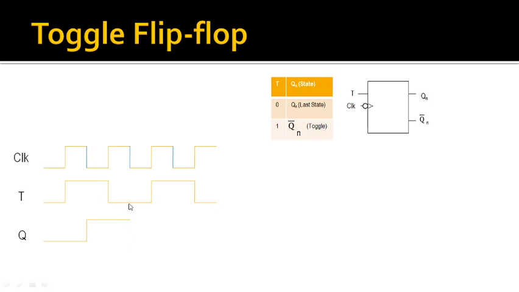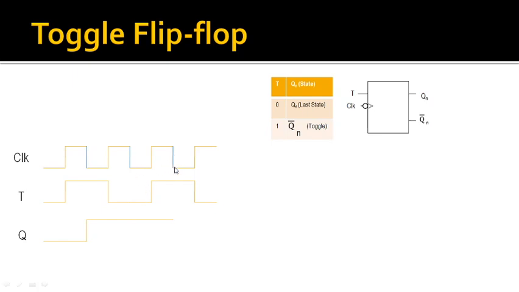At the next negative edge, you can see that the flip-flop is again enabled, therefore it will check for the input, but the input provided at the T terminal is 0 this time. So 0 means there will be no change in the last state. So during this clock cycle, the flip-flop will have the same output, and this will happen until the next negative edge.